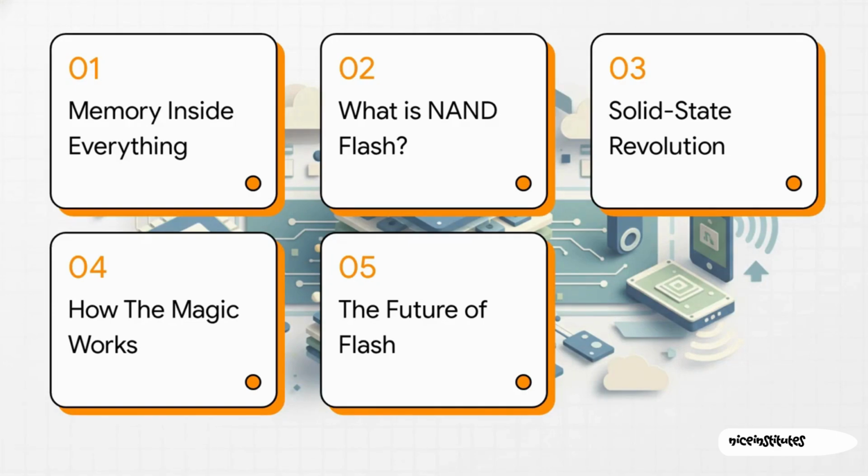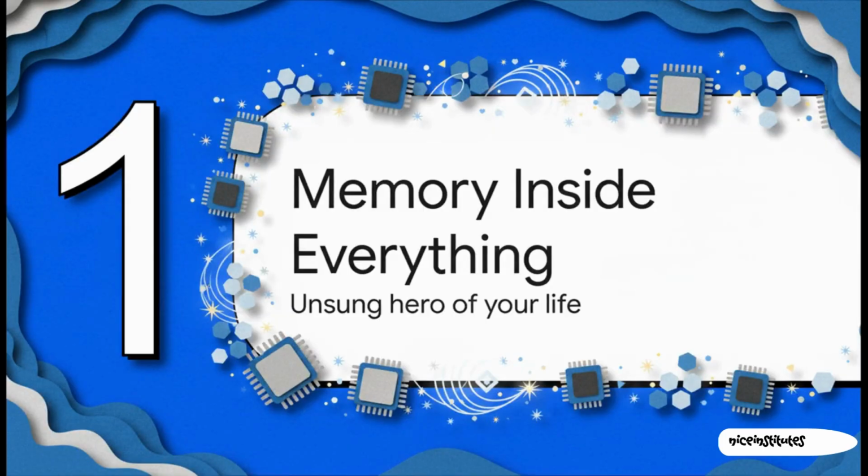Okay, so here's our game plan. First, we'll see how NAND is basically inside everything. Then we'll get into what it actually is. After that, we'll explore the solid-state revolution it kicked off, take a peek at how the magic works, and finally, we'll look at what's next for flash memory. So let's jump right into section 1, the memory inside everything.